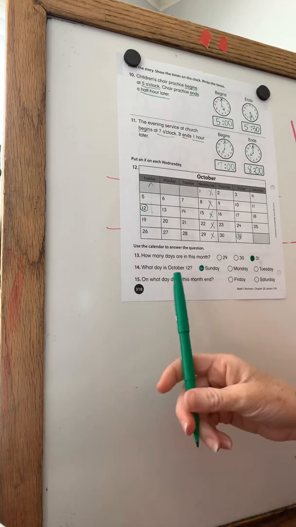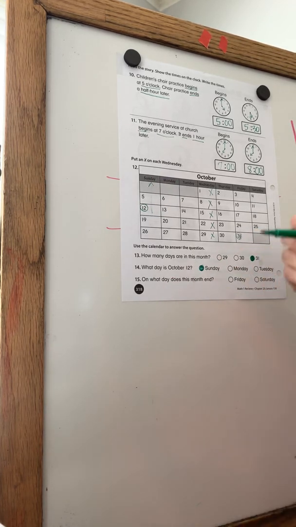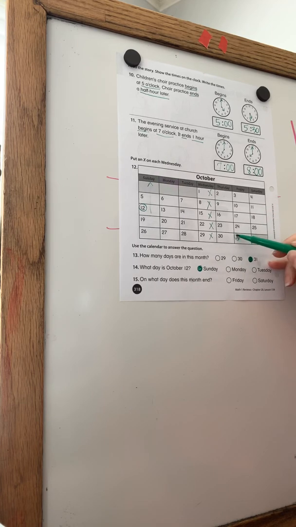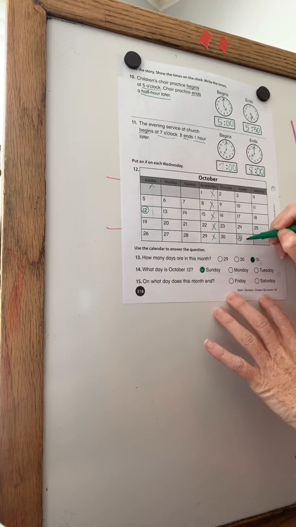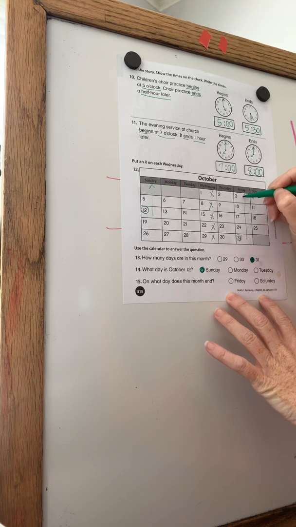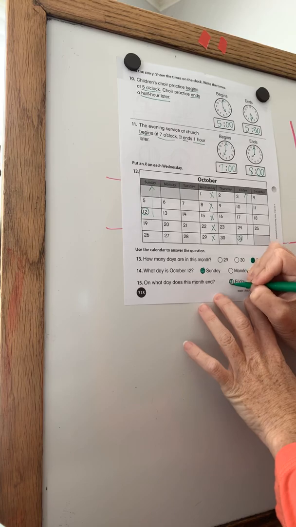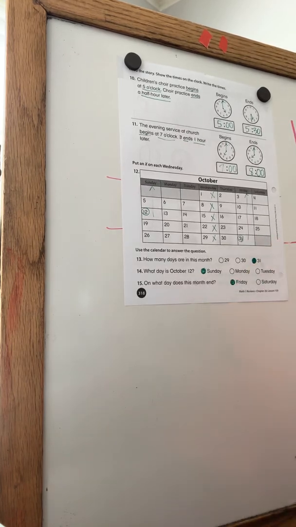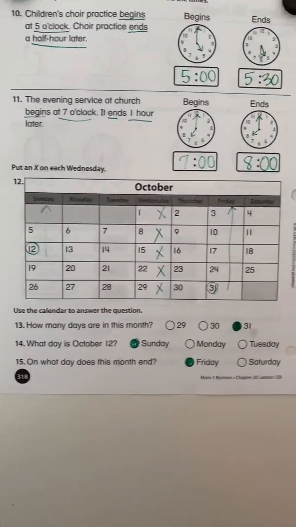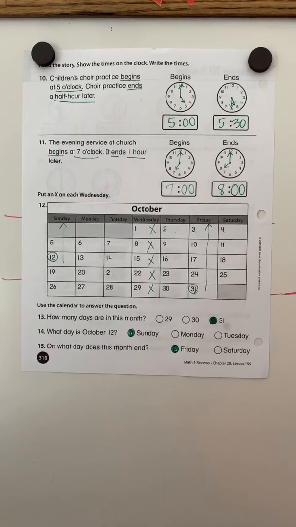And number 15, on what day does this month end? Okay, so the last date of the month is the 31st, so I've got to see what day that is. And I'm going to look up to the days at the top of the row. That's where my days are, and it is Friday. So I'm going to bubble in Friday. Okay, and I'll put this a little bit closer so you can see it.